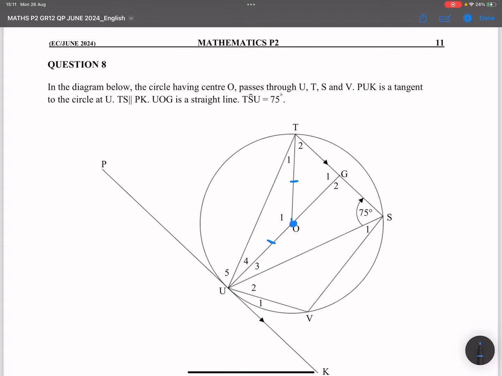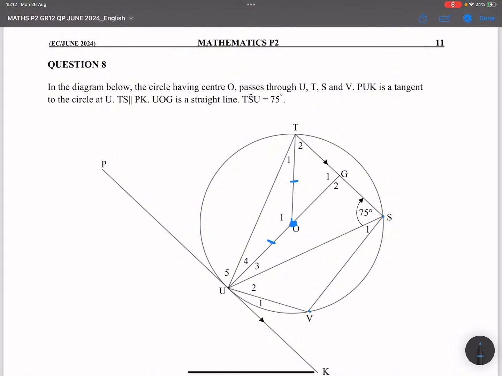Now they say to us, it passes through U, T, S, and V. So that means that is a cyclic quad, UTSV. And they say PUK is a tangent. So we're going to look for the tan-chord theorem and the tan-radius theorem. Those are the two that we can apply. We don't have two tangents there.